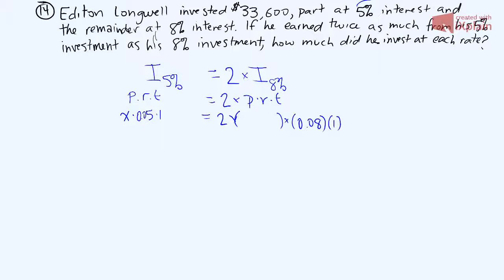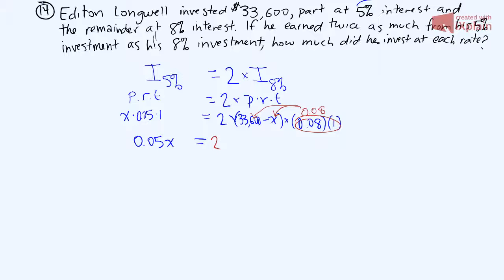Now we know that we invested a total of $33,600. If we invested X at 5%, that means that we have the remainder at 8%. So it's the total of $33,600 minus what we invested at 5%. So our 5% over here is 0.05 times X, and that equals this stuff over here that we will multiply through. So this whole thing right here is 0.08.